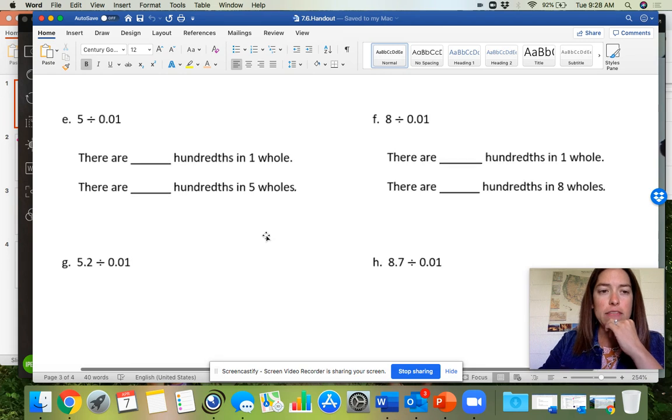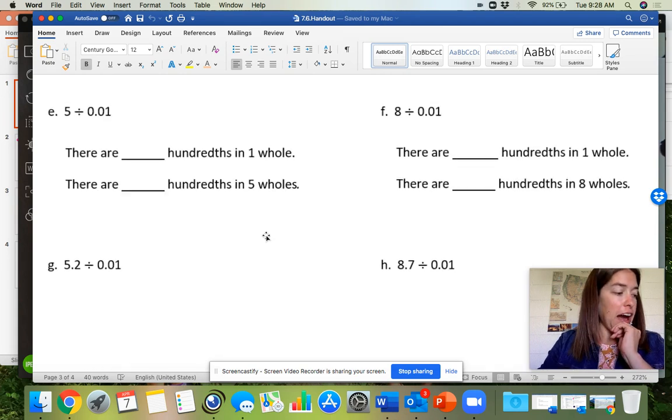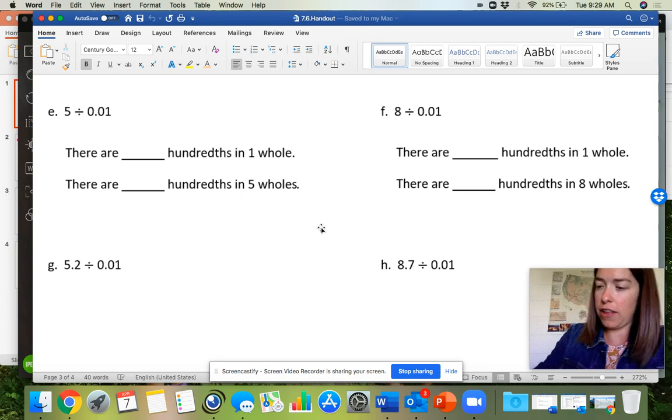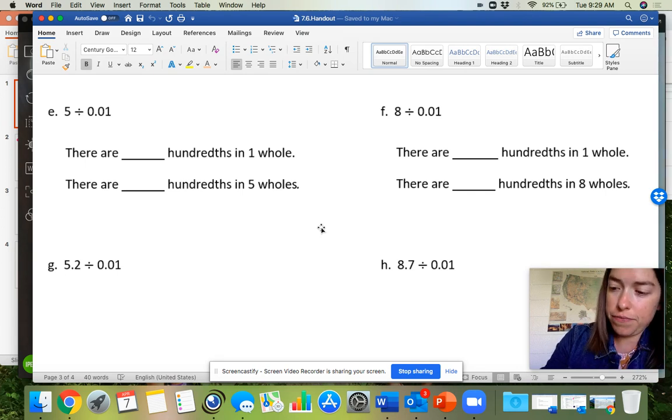Now we have 5 divided by 1/100. And we're going to be filling in how many hundredths in 1 whole, how many hundredths in 5 wholes. Go ahead and write this down on your paper. Don't forget to write the division equation. Notice it is 100th.